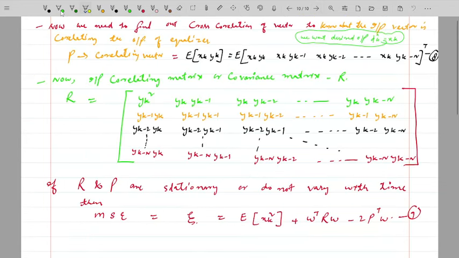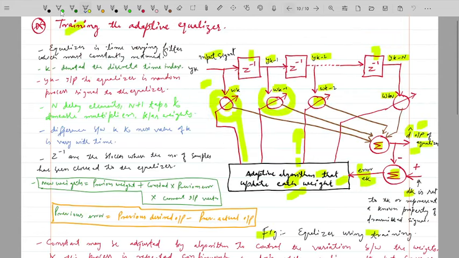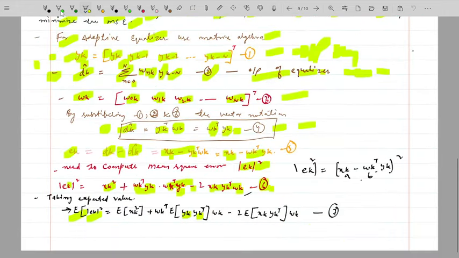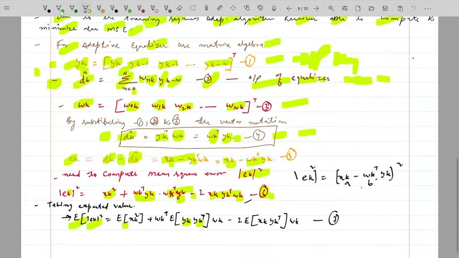Here we find the cross correlation of these vectors, the cross correlation values of the input vector. So here this is the expected value of the desired output x of k, the transmitted signal that is transmitted from the transmitter, plus these are the weights, and the expected value of y of k, the input vector for the equalizer.